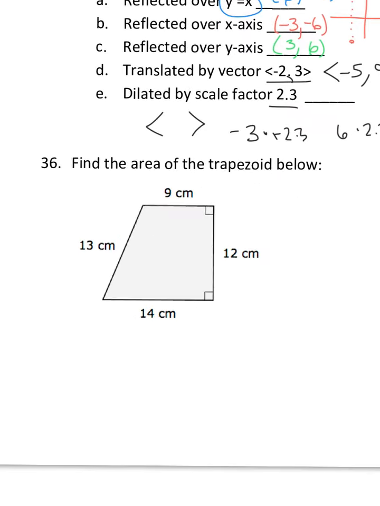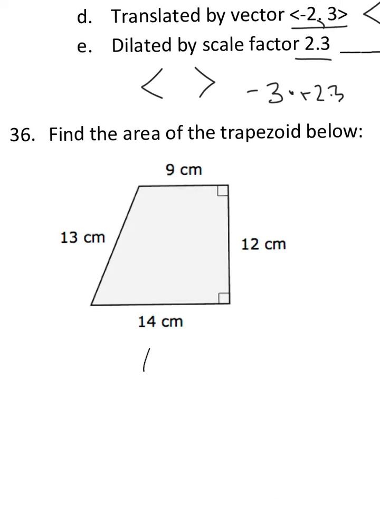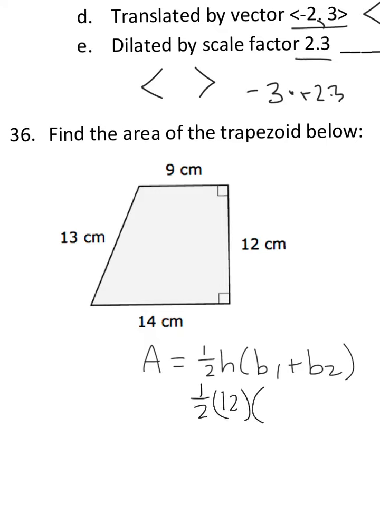So find the area of the trapezoid below. So area of a trapezoid is 1/2 the height times b1 plus b2. So the height is in between the two bases. So it's going to be 1/2 of 12 times the bases that are parallel, 9 plus 14. And keep going and make sure you answer centimeters squared.